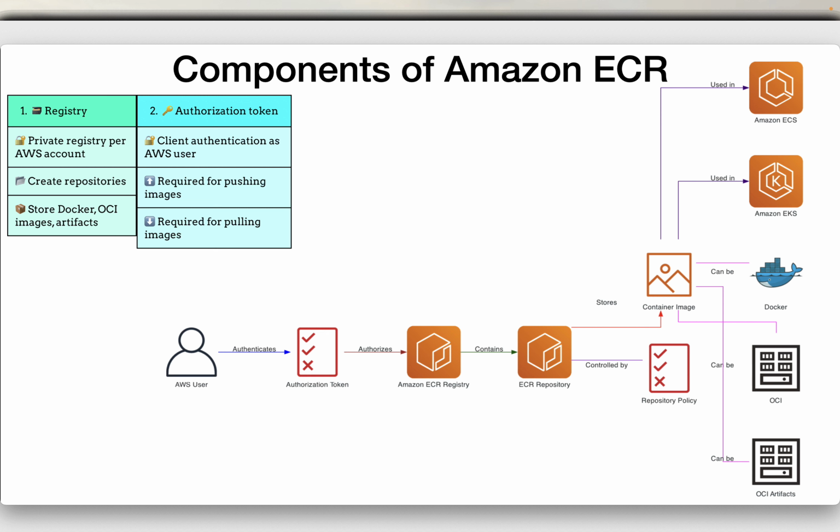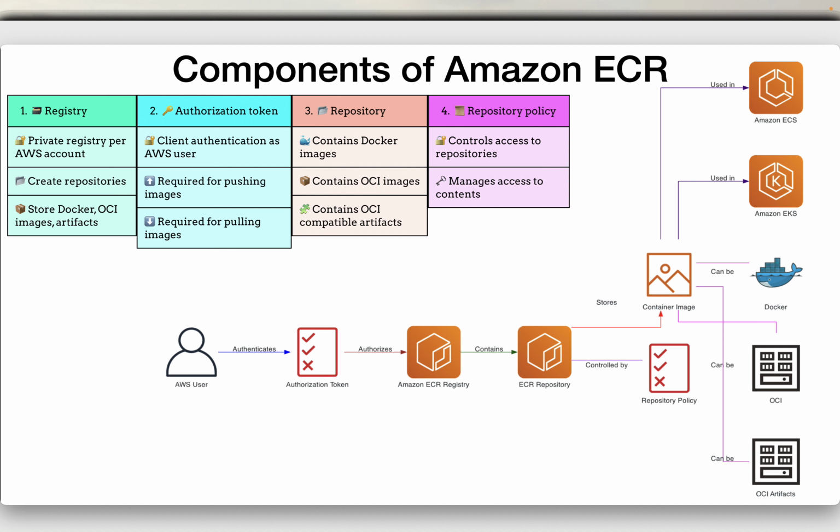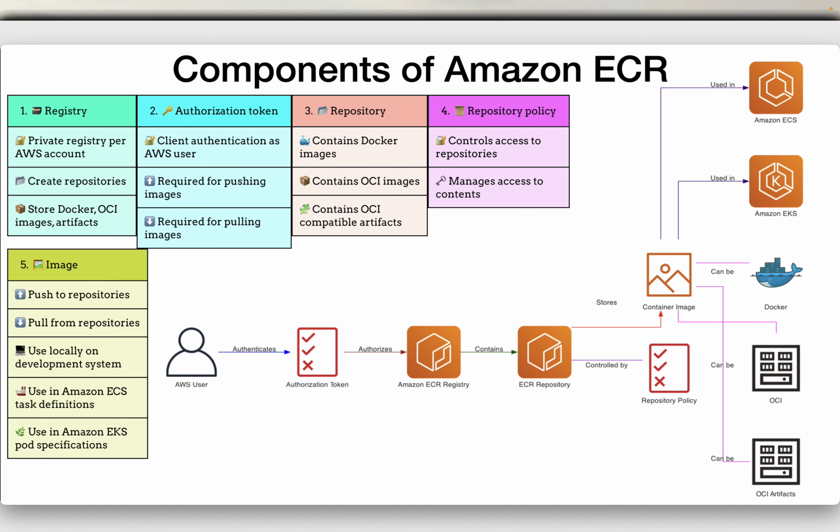Second component is authorization token. Your client must authenticate to an Amazon ECR private registry as an AWS user before it can push and pull images. Third, repository. An Amazon ECR repository contains your Docker images, Open Container Initiative OCI images, and OCI compatible artifacts. Fourth, repository policy. You can control access to your repositories and the contents within them with repository policies. And finally, an image. You can push and pull container images to your repositories.